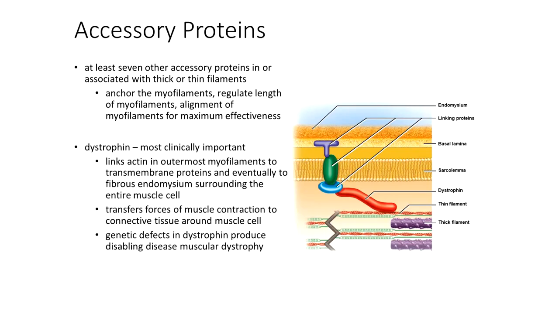We also have accessory proteins. There are at least 7 other accessory proteins in or associated with thick and thin filaments. These anchor the myofilaments and regulate the length of the myofilaments. They deal in the alignment of myofilaments for maximum effectiveness.